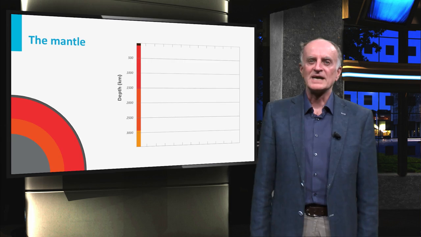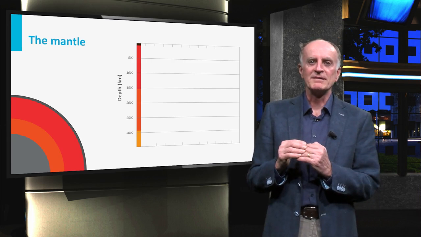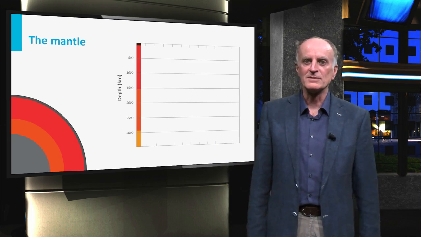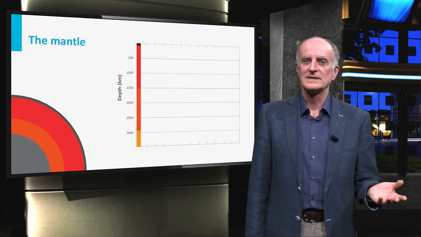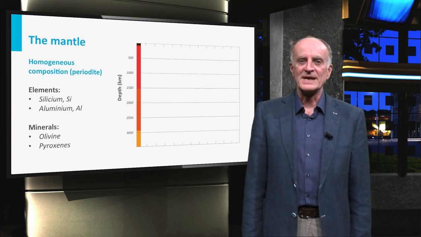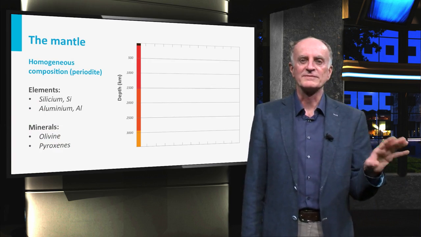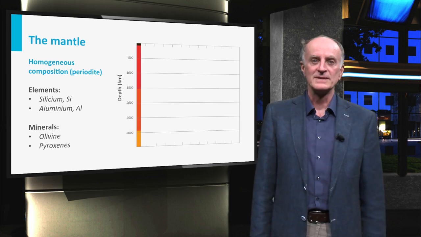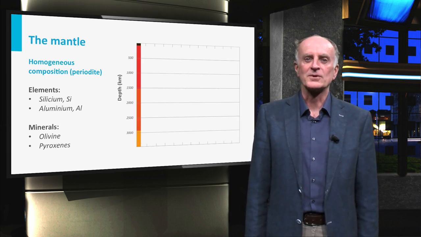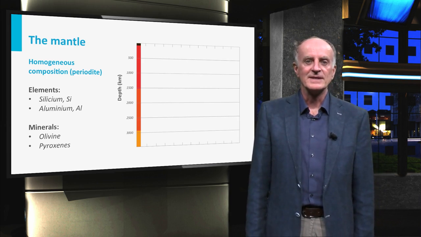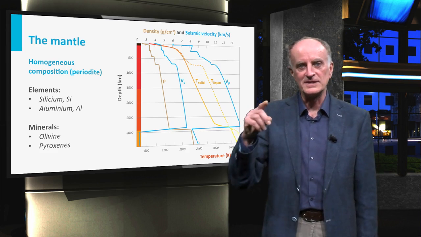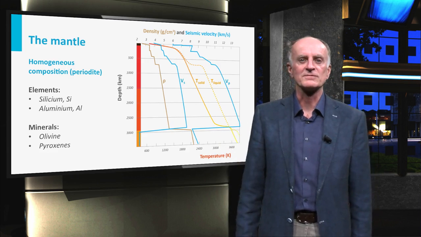With the exception of its uppermost part, the domain above the core mantle boundary is called mantle. Nearly 3,000 kilometers of rocks of fairly constant composition, substantially different from that of the core. Rocks forming the mantle are very homogeneous, composed of elements such as silicium and aluminium, and of minerals such as olivine and pyroxenes. The corresponding rocks are called peridotites. This results in densities, seismic velocities, and temperatures which gradually increase, moving downward from the surface of the Earth.